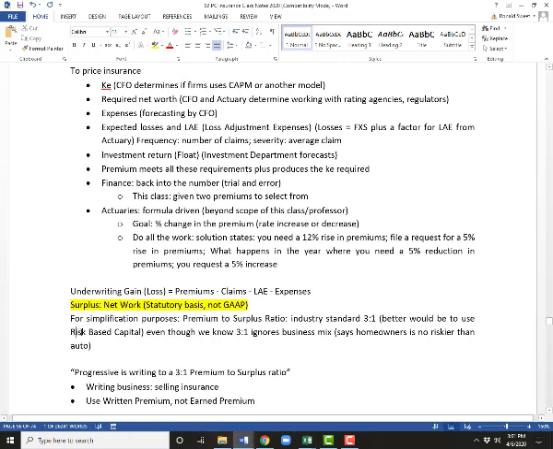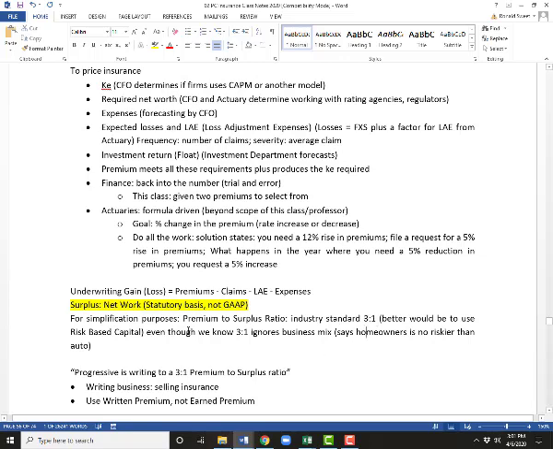Risk-based capital will be better, but I'm just simplifying things. The problem with the 3-to-1 ratio is it ignores what business mix you have. You can write at a much higher ratio, like 5-to-1 if you're doing auto, and you might actually need 1 or 2-to-1 to do homeowners.